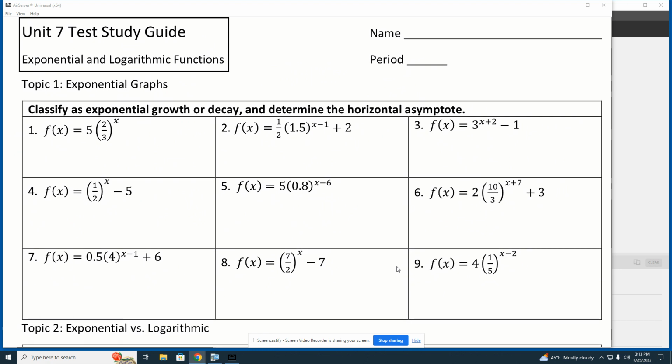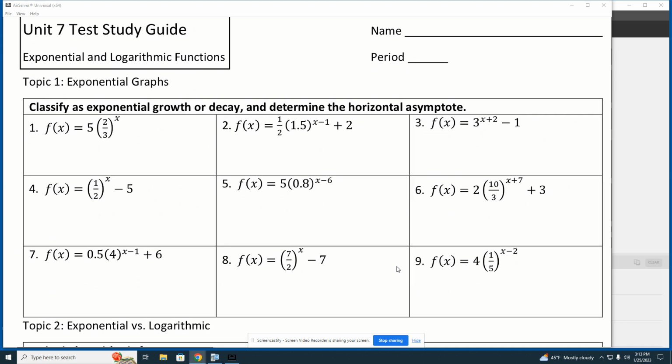As you can see on 1 through 9, there are two things that they want you to accomplish. One, determine whether it's exponential growth or exponential decay. And then as you see there, it also says to determine the horizontal asymptote, which we'll talk about in just a minute. First, let's just knock out one thing at a time. So first, growth or decay.